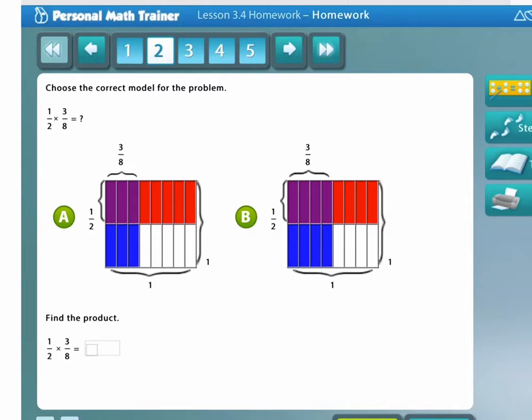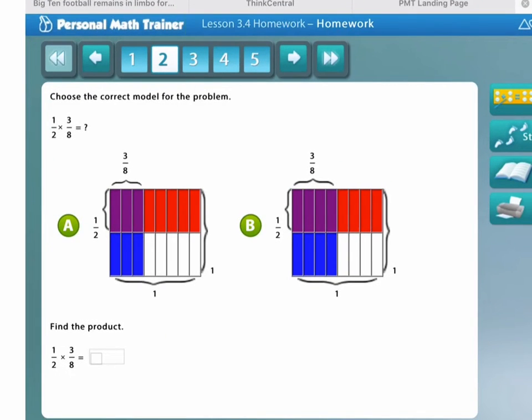So this is the first time we've seen this kind of model. It's a partial product model using fractions, so it's a little bit difficult to see. Take a minute to look at it. In this problem, you have 1/2 here. They've circled half of the diagram, 1/2 of it, and then you have 3/8.